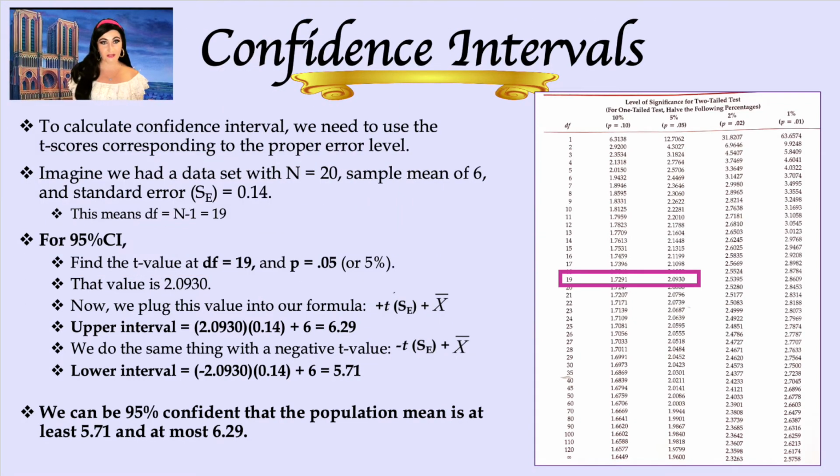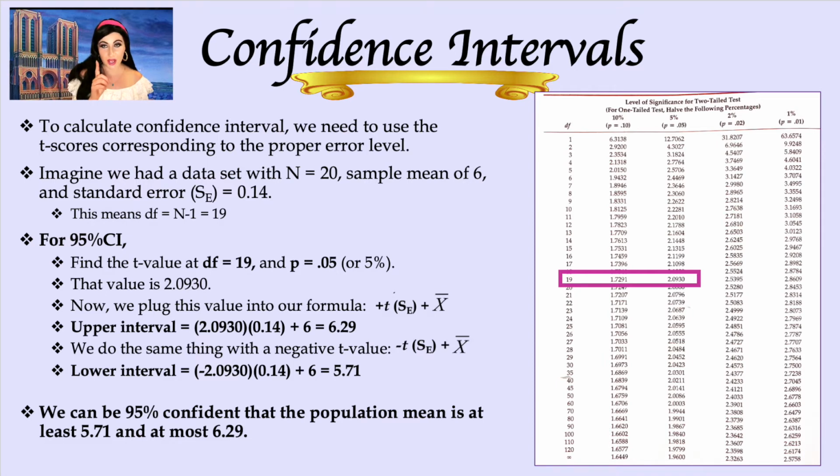So to calculate confidence intervals, we need to use the t-scores corresponding to the proper error level. Imagine we had a data set with 20 data points. So our n is 20, a sample mean of 6, and a standard error of 0.14. So again, as we learn to calculate degrees of freedom, we know that degrees of freedom are n-1. So the first thing you need to do is identify your degrees of freedom. If I had 20 people in my sample, 20 minus 1 gives me 19. Therefore, I have degrees of freedom equal to 19.